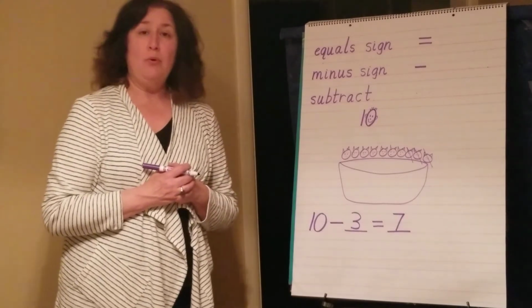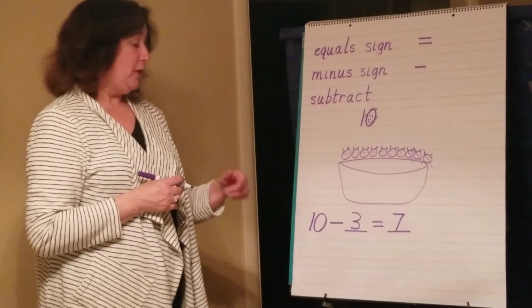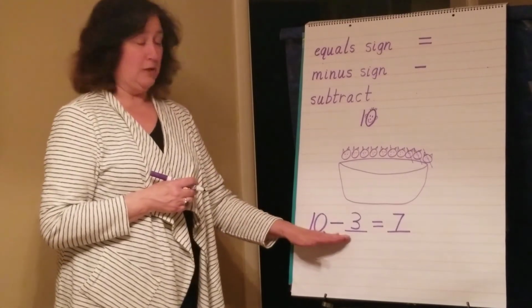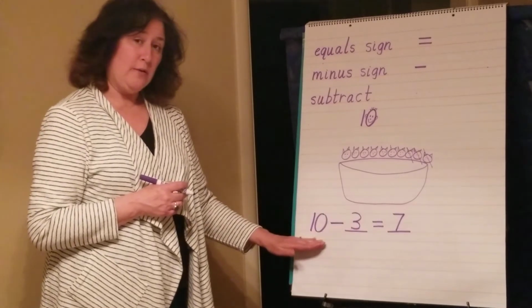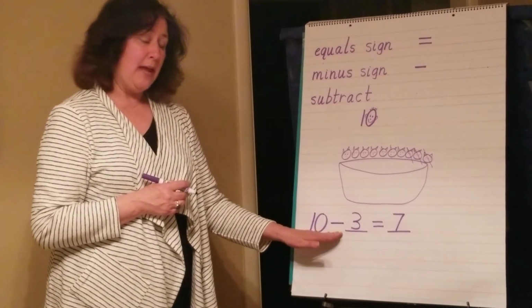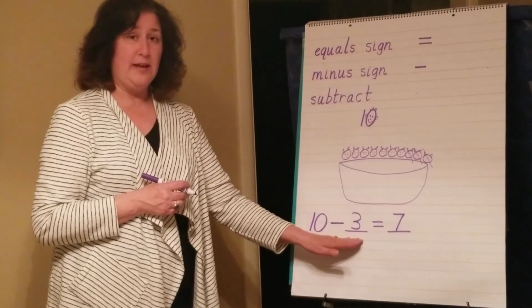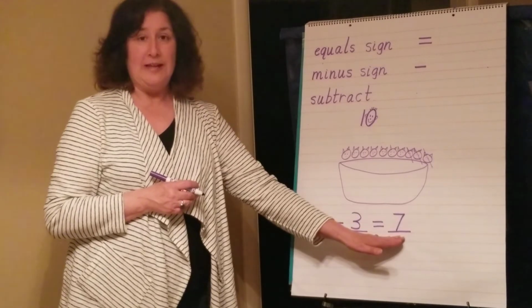So it's really important when you write that number sentence to make sure you have all the parts of the number sentence that you need: how many you started with, showing that we're taking away, how many we are taking away, and then finally, how many are left.